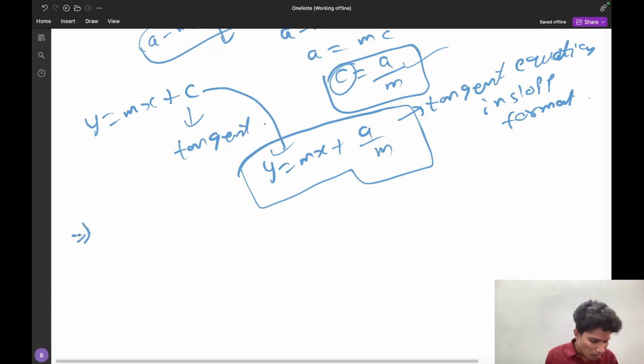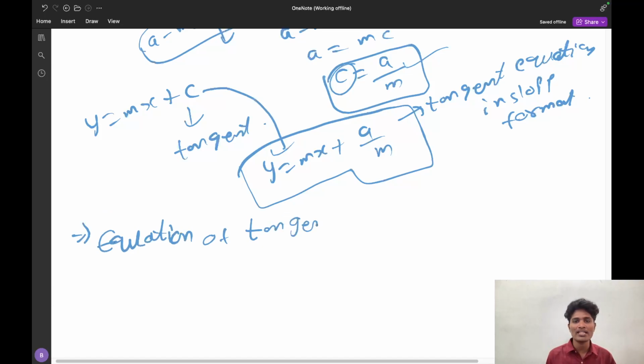Now I have discussed that one. The length is not needed, and now I will discuss the equations. Now comes the important part, that is the equation of tangent. What is the equation of tangent?